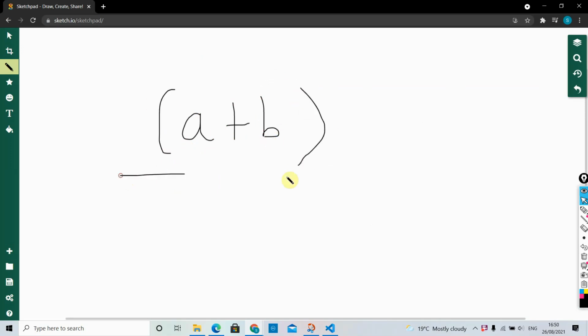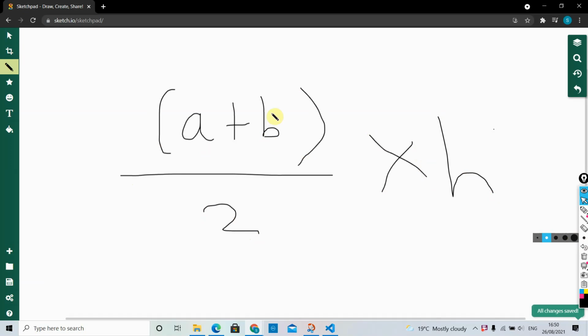Okay, good. So, the formula for finding out the area of a trapezium is (A plus B) divided by 2, times by the height. And I'll show you what this means.